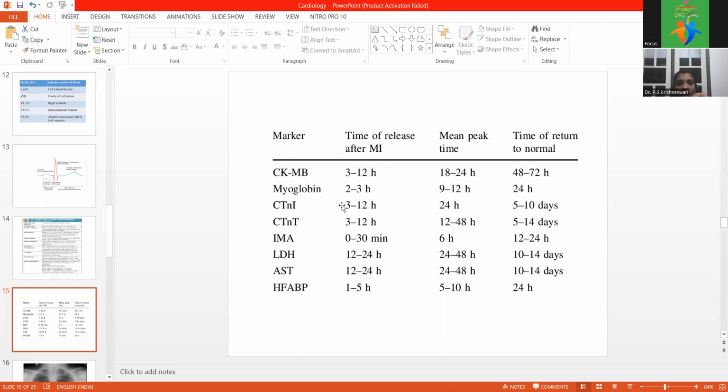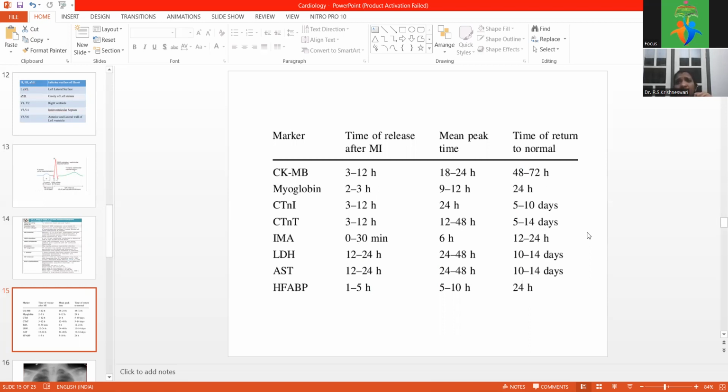CKMB time of release is 3 to 12 hours, and both the cardiac troponins are also 3 to 12 hours. Peak time: CKMB is 18 to 24 hours, cardiac troponin I is 24 hours, cardiac troponin T is 12 to 48 hours. Time of return to normal: CKMB returns in 72 hours, that is within 3 days. But cardiac troponin I is 5 to 10 days, and cardiac troponin T is 5 to 40 days.